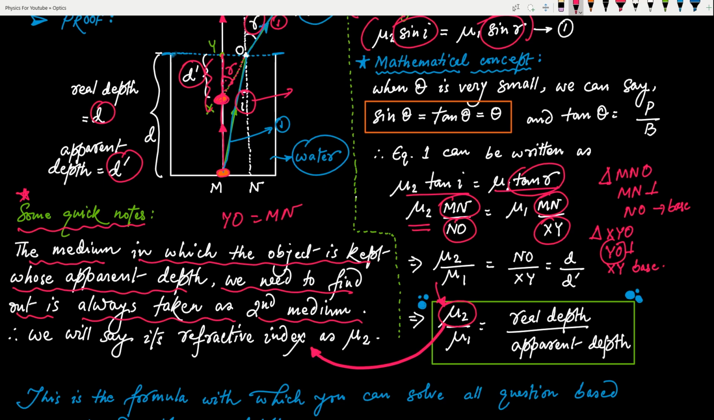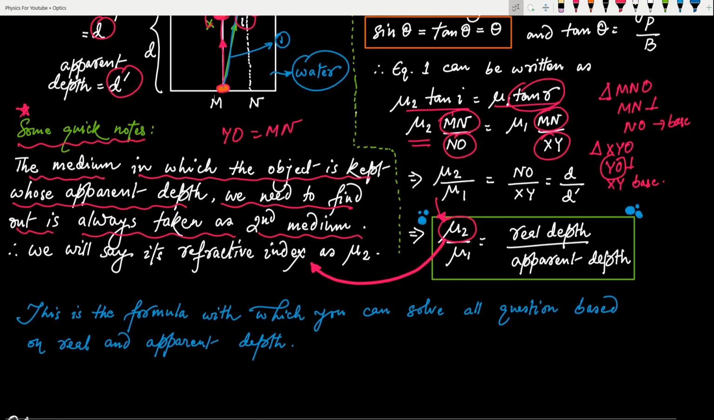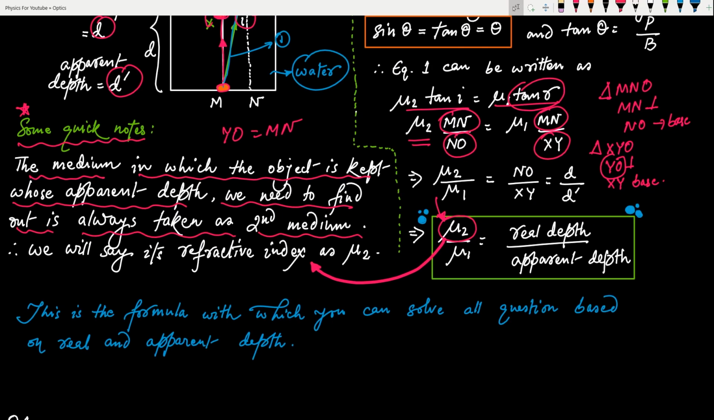Therefore, mu2 by mu1 is equal to real depth by apparent depth. So never confuse which one should I take as mu2 and which one should I take as mu1. This is clear. Just remember this point. This is very, very important. If you understand this concept, all the important parts that I have shown you, then you can solve any question using this formula, that is mu2 by mu1 is equal to real depth by apparent depth. Any question from this concept can be solved by this formula.